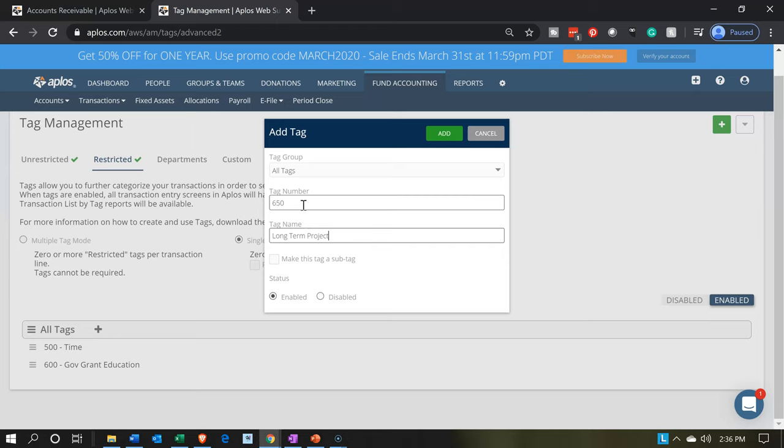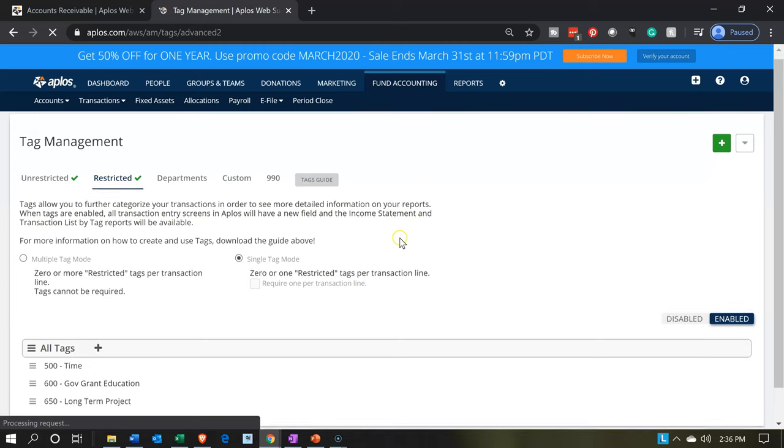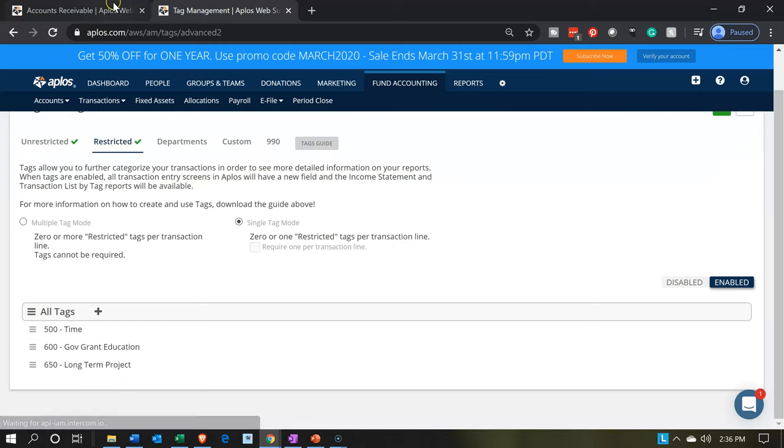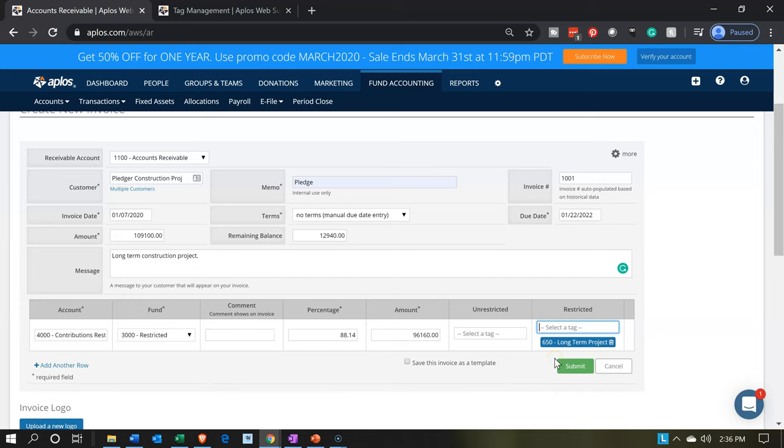So this is a fairly broad name here, but it's going to be the long-term project in our generic problem here. So we're going to add that. Long-term project, 650. So there we have it. And then let's go back to the first tab. And then now I can put 650 in this restricted item. So 650. And there it is. There's the long-term project has now appeared.